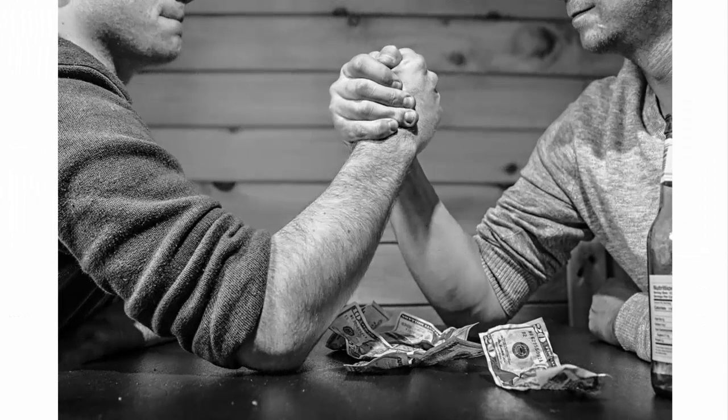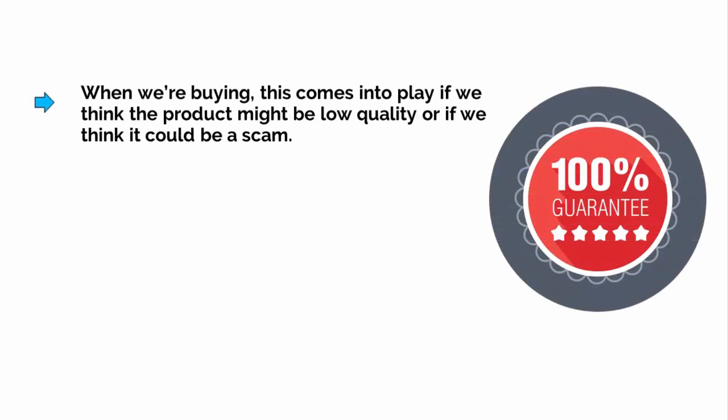Finally, you should also try to remove any risk associated with the product. This is important because human beings are naturally loss averse. This means that we are more motivated by avoiding loss than we are by achieving gain. So if you let someone play a game where they had a 75% chance of earning $100 and a 25% chance of losing $20, they may still not play. When we're buying, this comes into play if we think the product might be low quality or if we think it could be a scam.